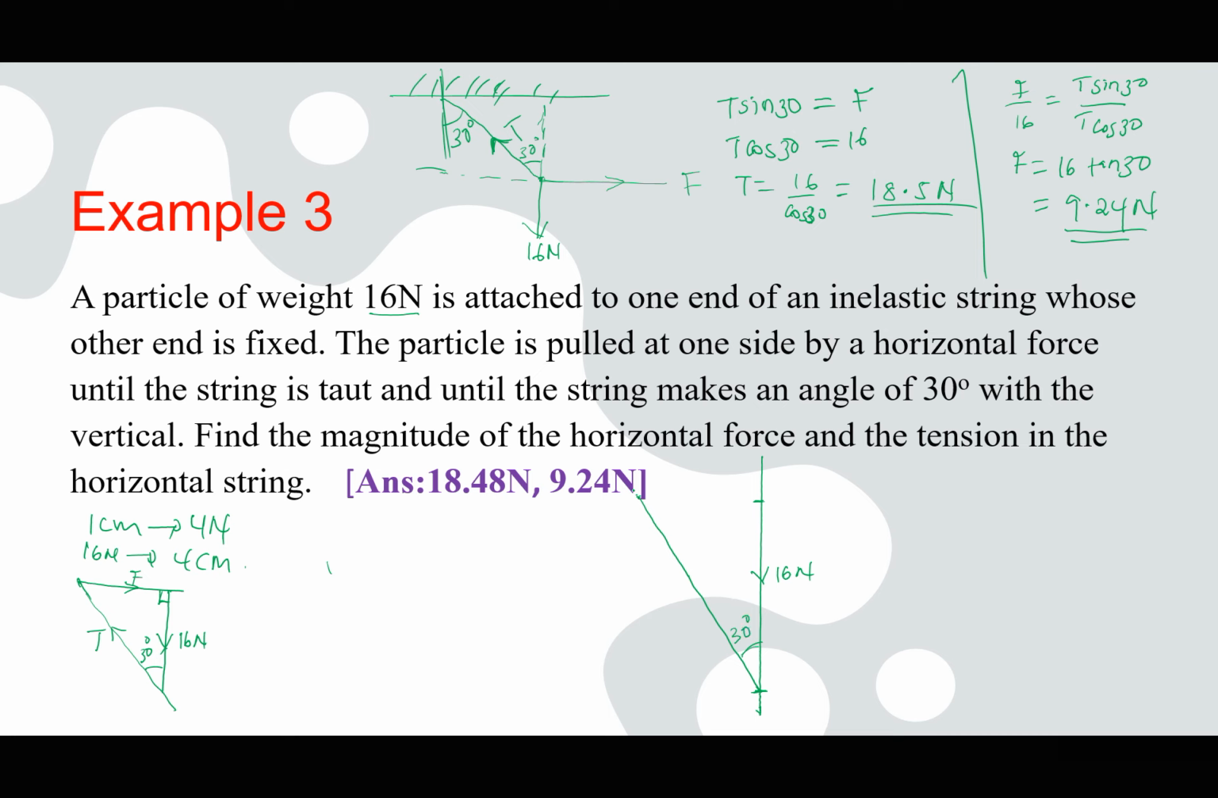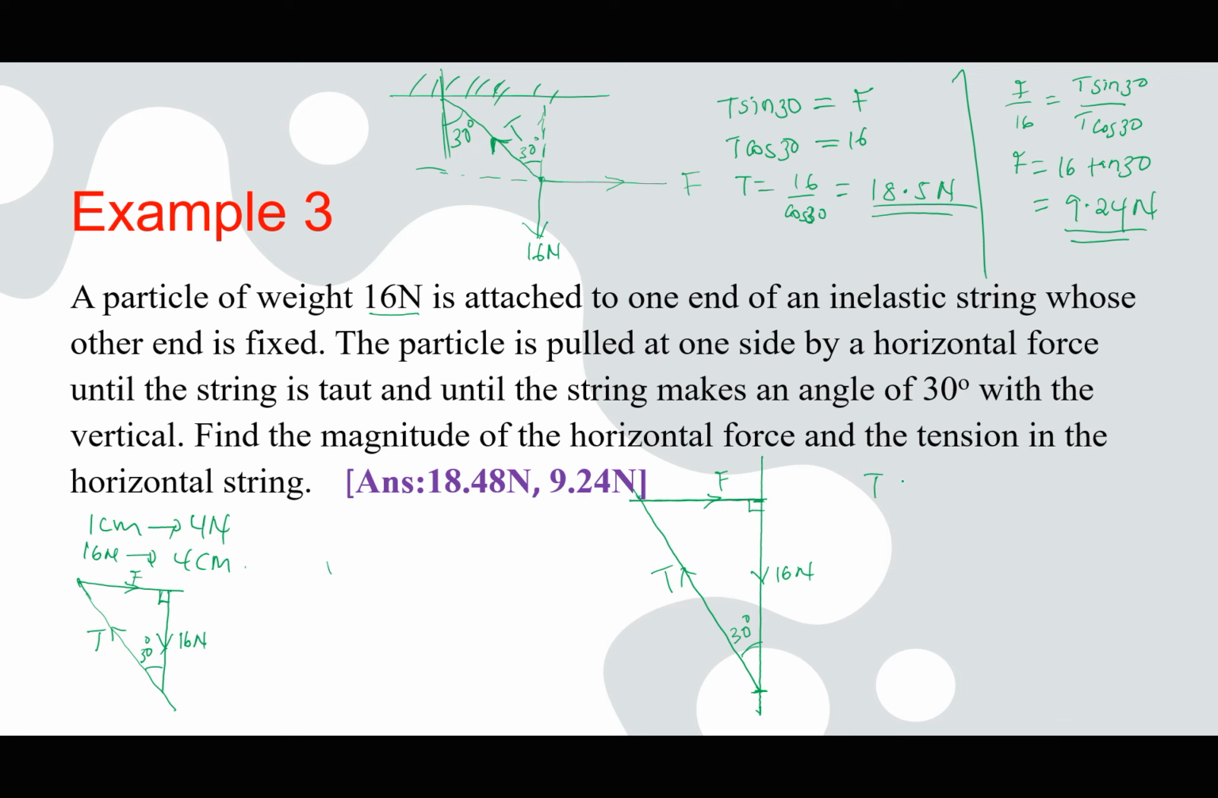Then all that remains is to draw a horizontal line where the 4 centimeters ended, because F is acting in the horizontal. So I draw a horizontal line. The 4 centimeters stopped here, so I draw a horizontal line. That will be F, and this is going to be T. This must make 90 degrees with that because it was perfectly horizontal. So the next thing is just to measure the length.